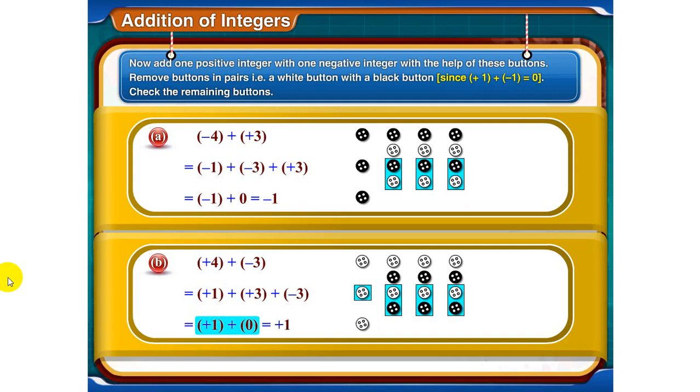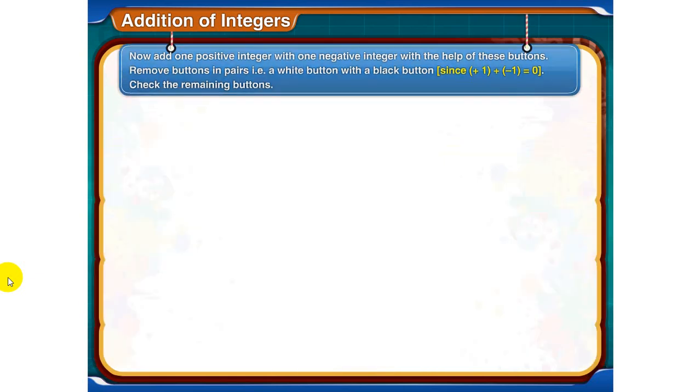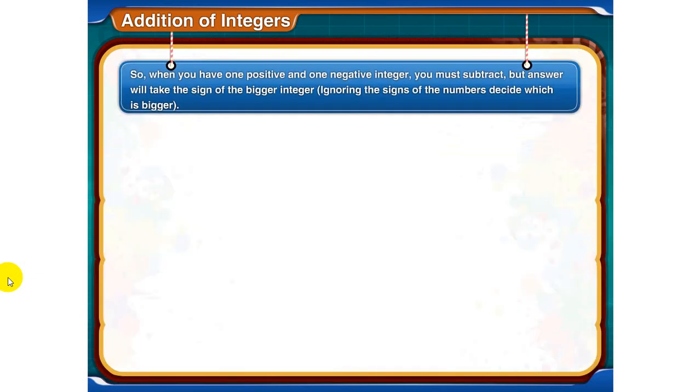+1. You can see that the answer of 4 minus 3 is 1 and minus 4 plus 3 is minus 1. So, when you have one positive and one negative integer, you must subtract, but the answer will take the sign of the bigger integer. Ignoring the signs of the numbers, decide which is bigger.